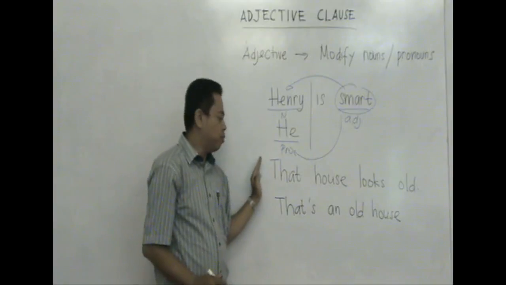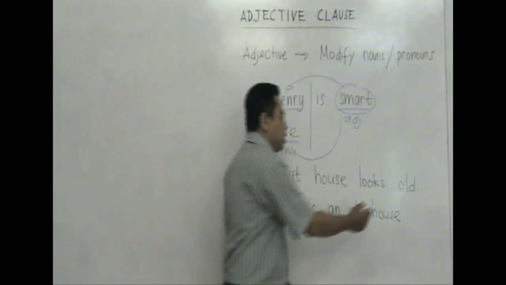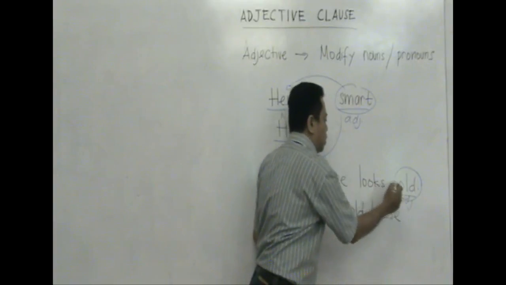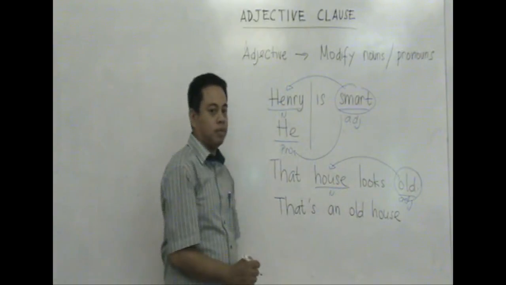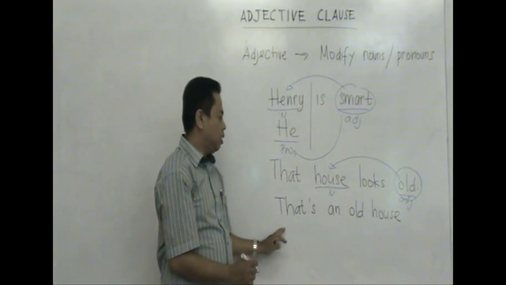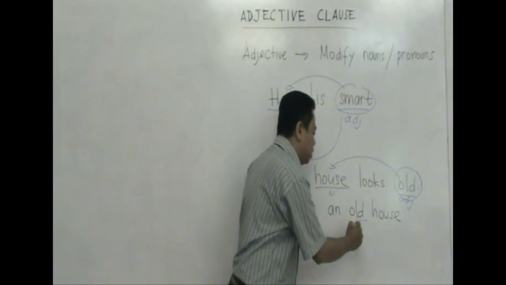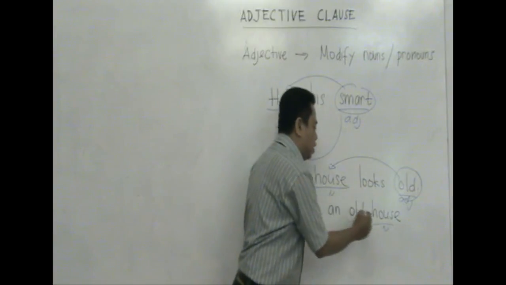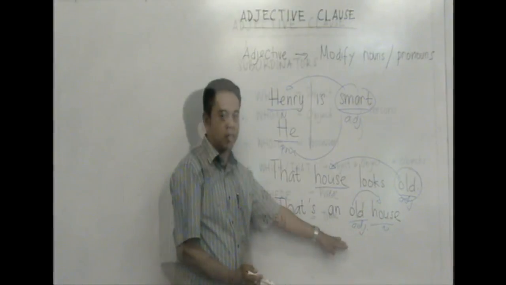Now let's see another example. That house looks old. So old here is another adjective that modifies house as a noun. Or that is an old house. It also has the same case in which house as a noun is being modified by old as an adjective.